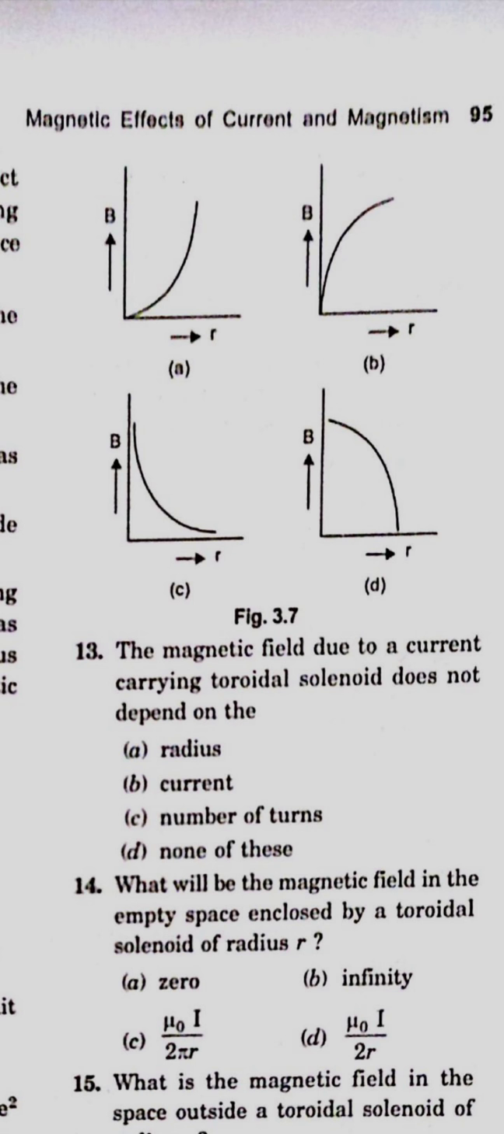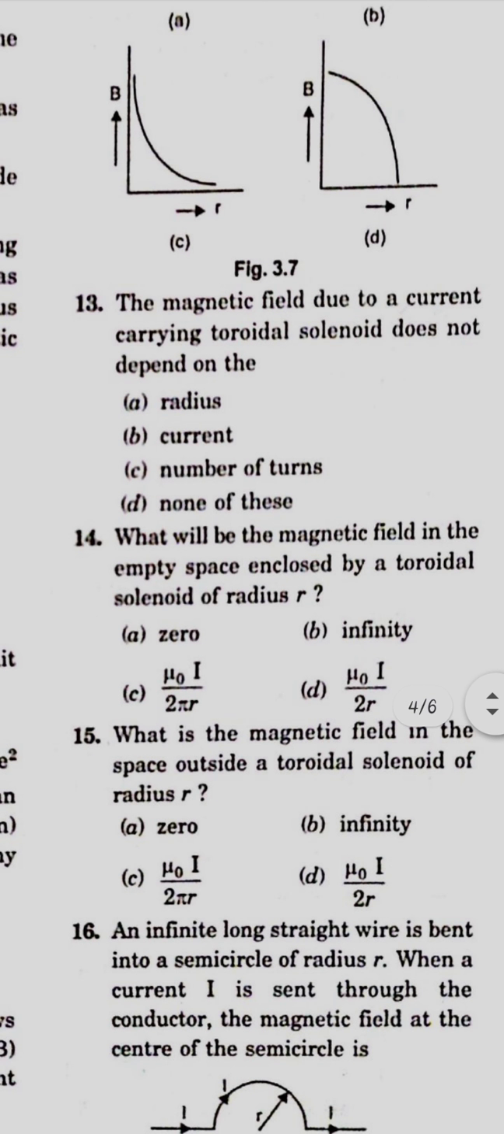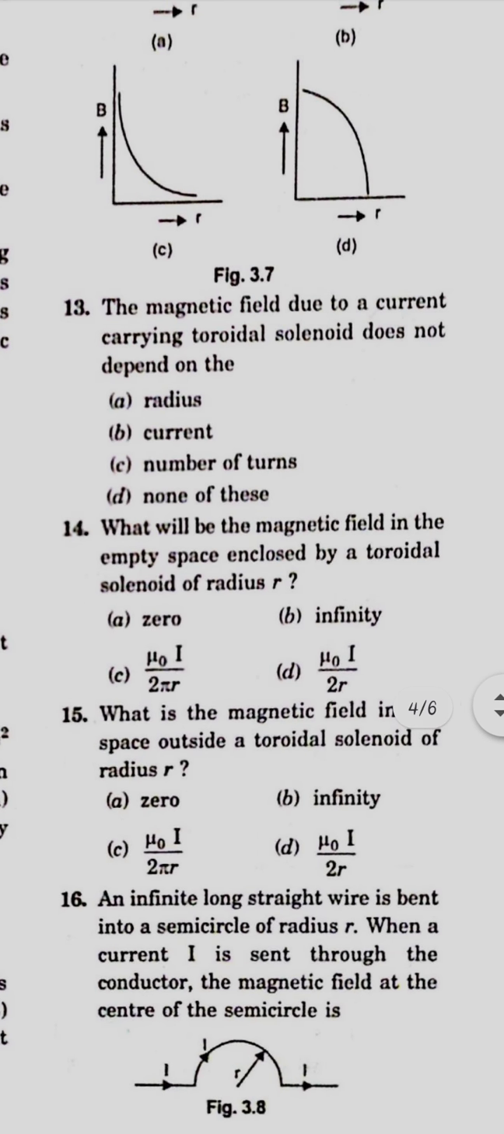Now the 13th one: the magnetic field due to a current carrying toroidal cylinder does not depend on. A toroid depends on the number of turns also, that is mu naught N I.